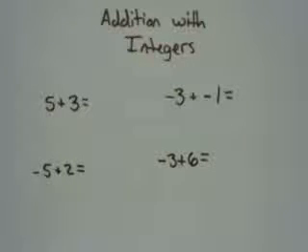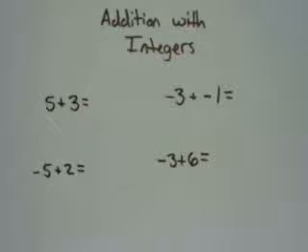Hi, Mr. Ranger here, and today we're doing addition with integers. So integers are not only the numbers we've been dealing with in the prior chapter, like 0, 1, 2, 3, 4, but now it includes their opposites, meaning -1, -2, -3, so on and so forth. So we have negative numbers now.